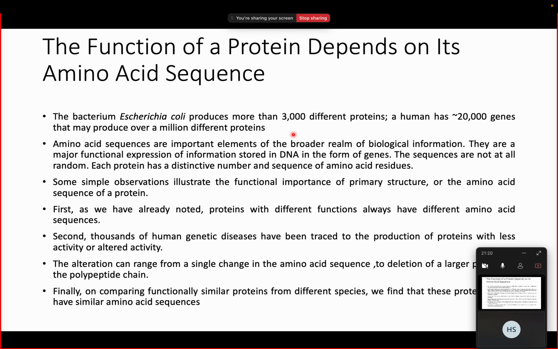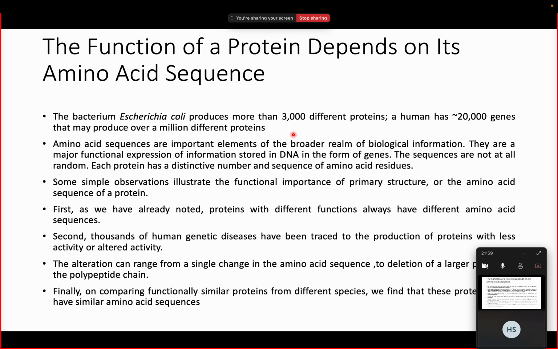The bacterium Escherichia coli produces more than 3000 different proteins. A human has 20,000 genes that may produce over a million different proteins, and yet all these proteins have different sequences and limited secondary and tertiary structures, and they perform different functions. Amino acid sequences are important elements of the broader realm of biological information. They are a major functional expression of information stored in DNA in the form of genes. The sequences are not at all random.